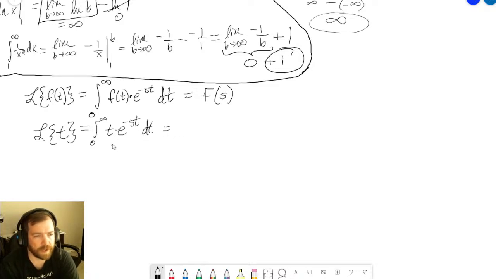So here we let u be equal to t, and therefore du equals dt. dv is going to be equal to e to the negative st dt. So therefore v is going to be equal to, you take the integral of this thing, s is a constant, so this is going to be a negative 1 over s, gets knocked out front, and then you've got e to the negative st.